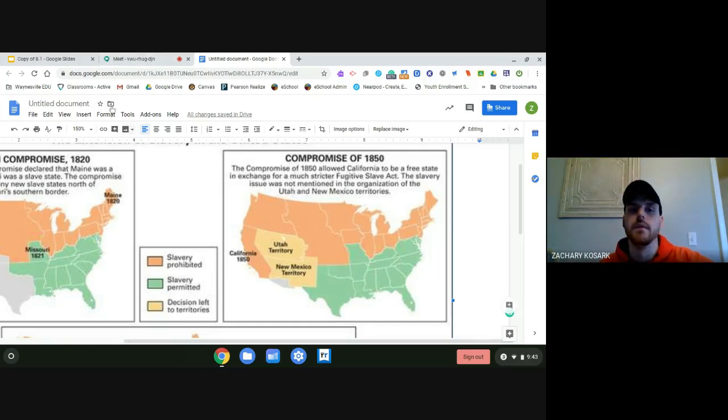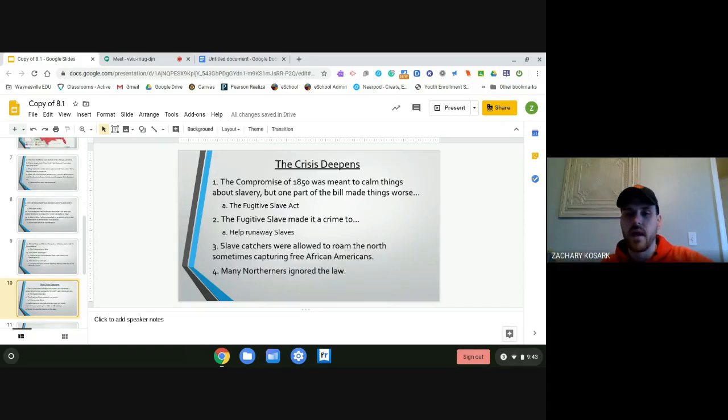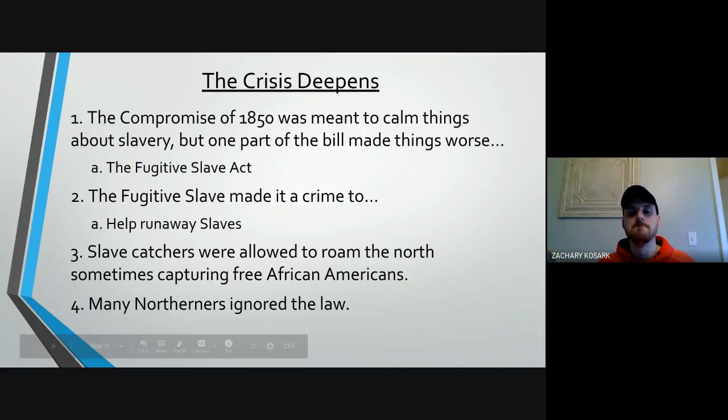The other part of the Compromise of 1850 is the Fugitive Slave Act. The Fugitive Slave Act made it a crime to assist runaway slaves. So runaway slaves are escaping from the plantations, the cruel environment of slavery, and then they get to the North, and it's supposed to be a free area. Well, if you help them as a northerner, try to hide them in your house or help them get to the next location or whatever, it would be a crime and you could be in trouble for that.